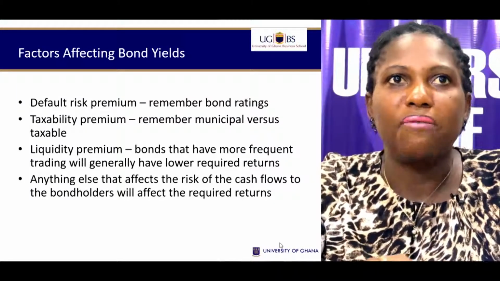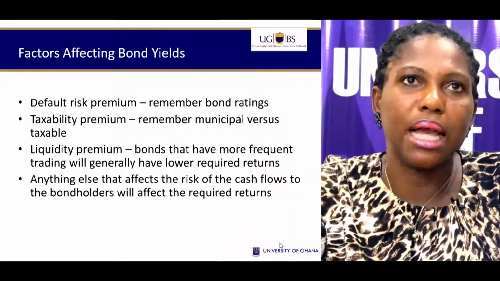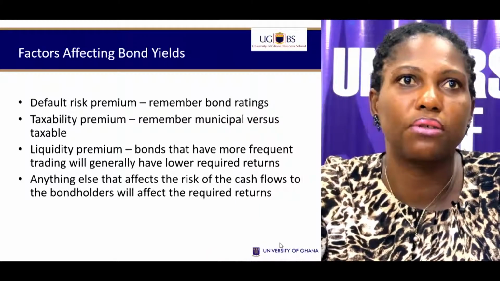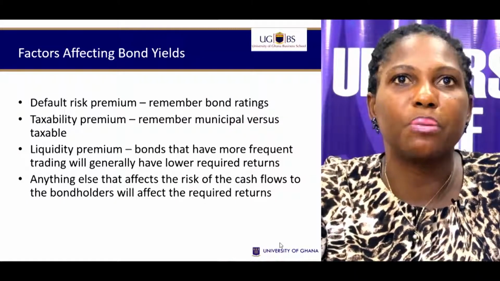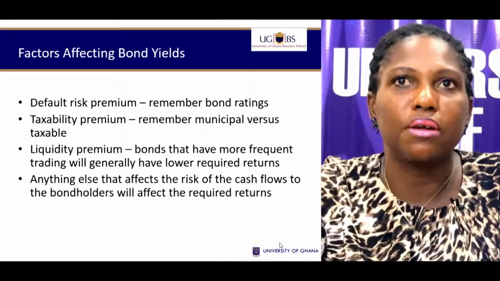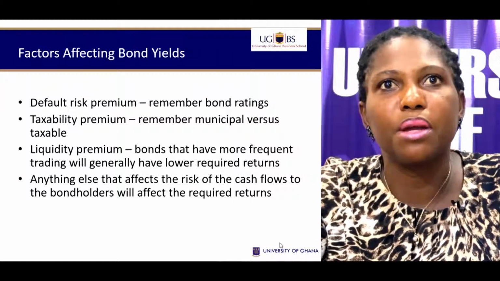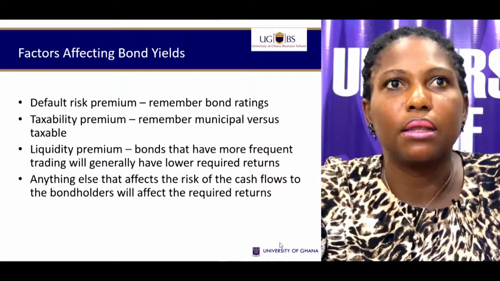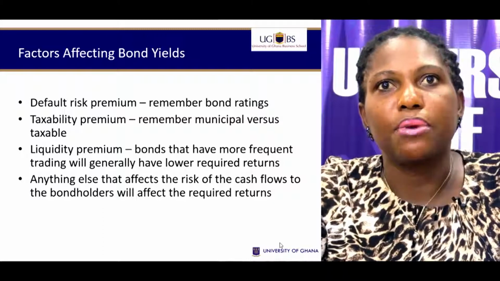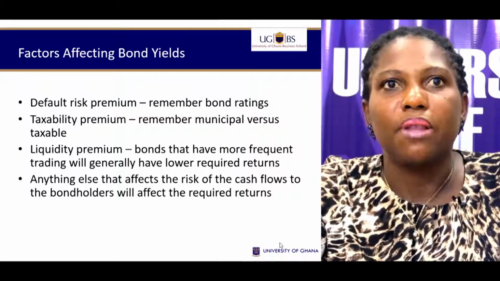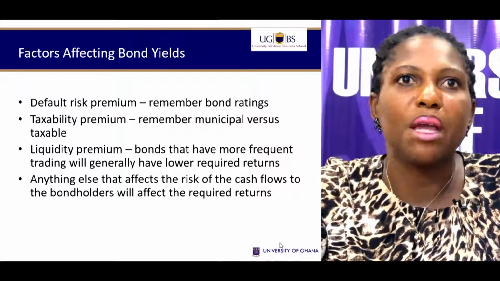Now, what factors therefore may affect the yield that is demanded on a bond? It has mostly to do with the default risk, which is whether or not the issuing firm will be able to pay. So you have to remember the relationship between bond ratings and ability to settle. Now, there is also the taxability of the premium, so whether the income made from such is taxable or not. Liquidity premium has to do with the fact that if the bonds are easily tradable, then the required return may be lower.